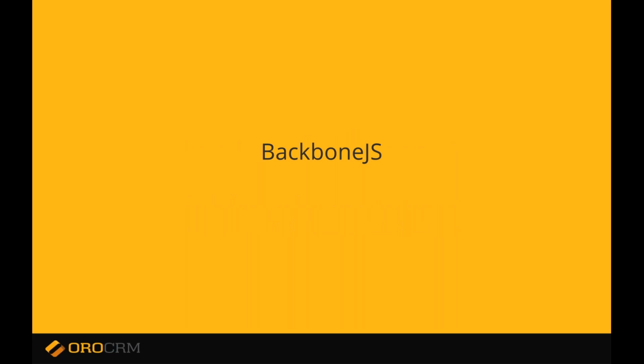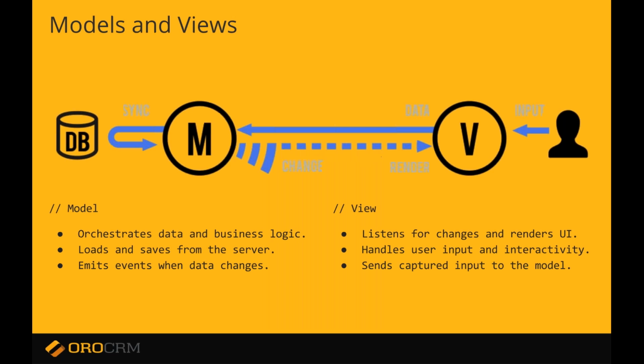Backbone is a library that provides useful components for building a web application. It provides basic elements such as model and view. Model allows us to maintain some data and business logic. Model can communicate with the server to load and save data. And model also emits events once data is changed.